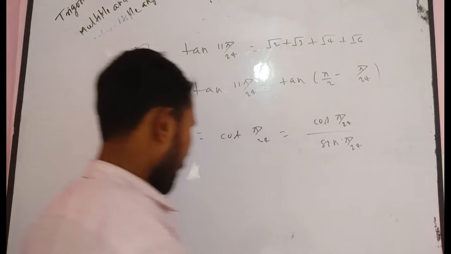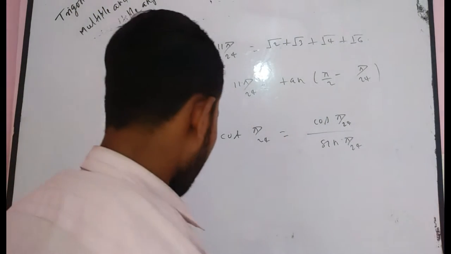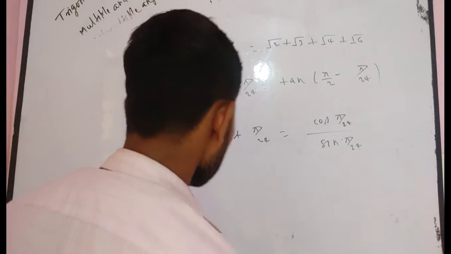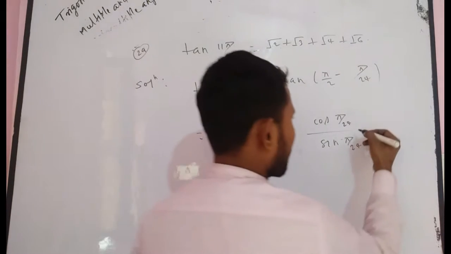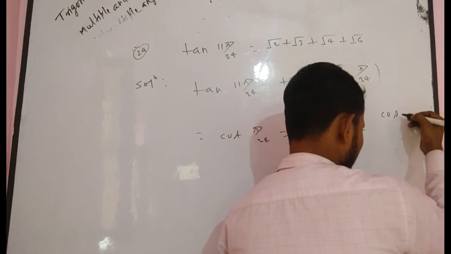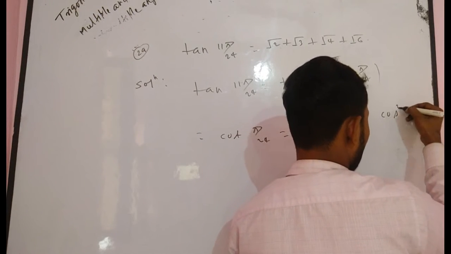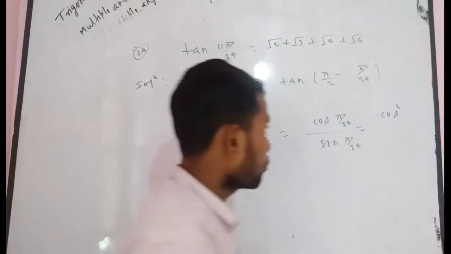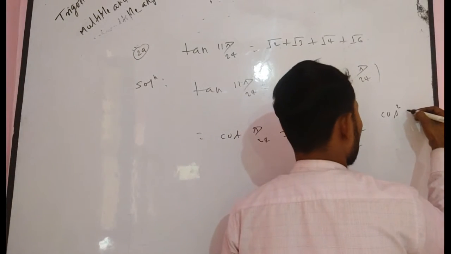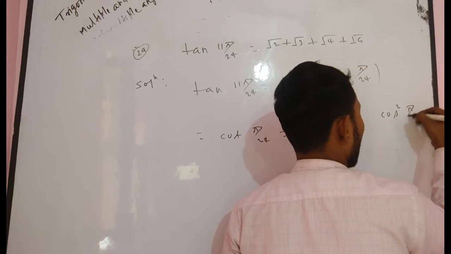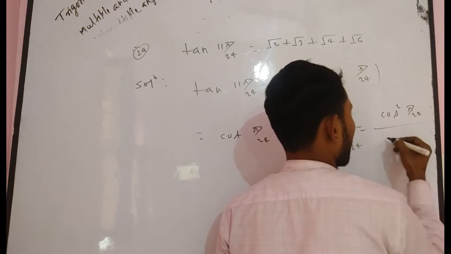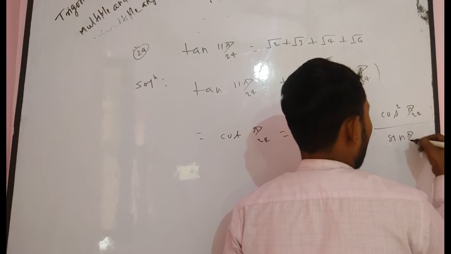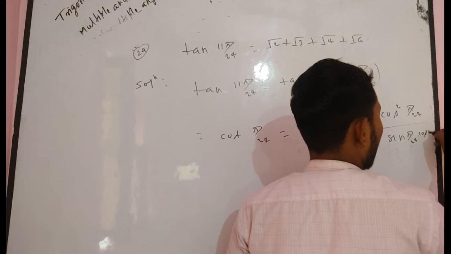Now here arises a simple question. In the numerator you get cos pi by 24. If you multiply numerator and denominator by cos pi by 24, what do you get? In the numerator you get cos square pi by 24, and in the denominator you get sin pi by 24 into cos pi by 24.